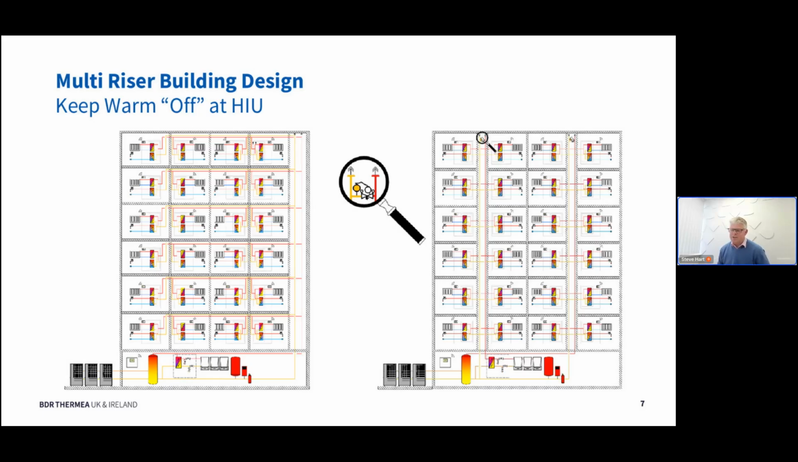Interestingly, on the left-hand side we're showing a single riser, traditional pipework, and you can see those long laterals that have to run down corridors and have a tendency potentially to get overheated. On the right-hand side is an illustration of a multiple riser approach and how short those laterals to the HIUs can be. If you get them short enough, you can turn off those trickle feeds to the HIUs.